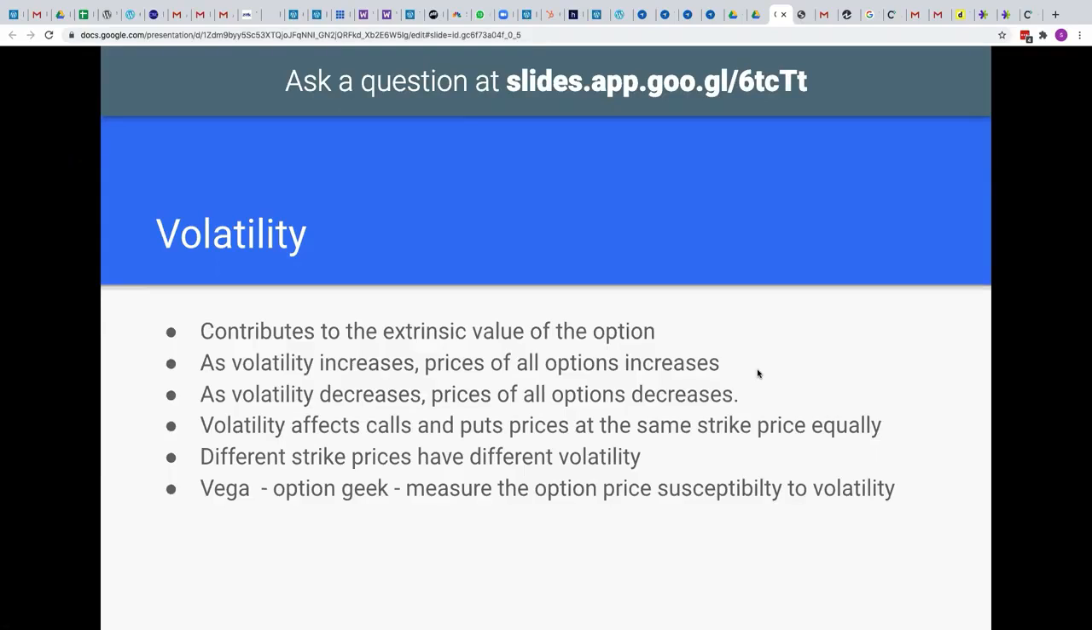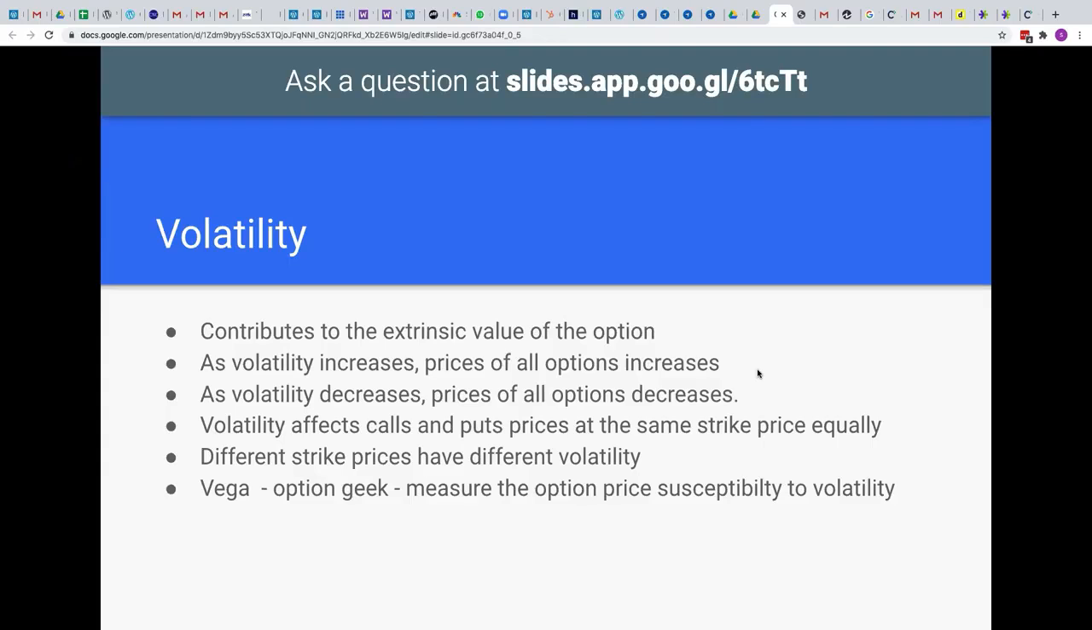Now, different strike prices might have different volatility. How is this measured? There is an option Greek called Vega, which we'll cover in one of our trainings with all the option Greeks: delta, gamma, theta, vega. There are 4 option Greeks that we need to consider. But for right now, understand that Vega measures the option price's susceptibility to the volatility. That's all it is.